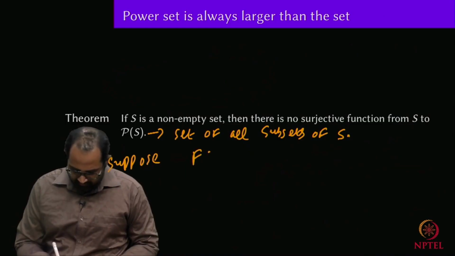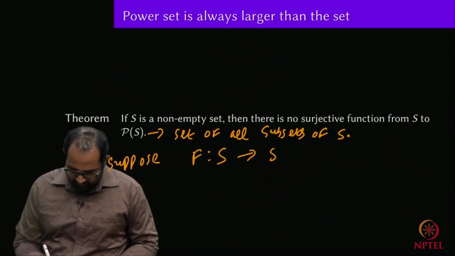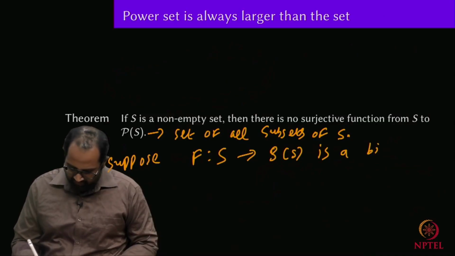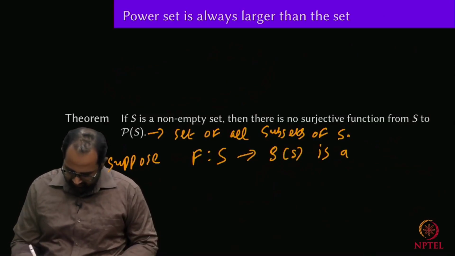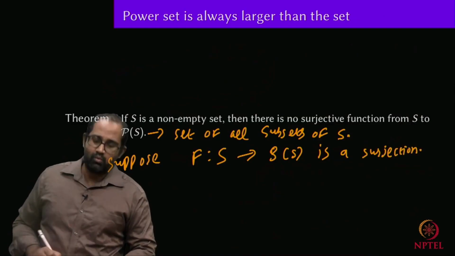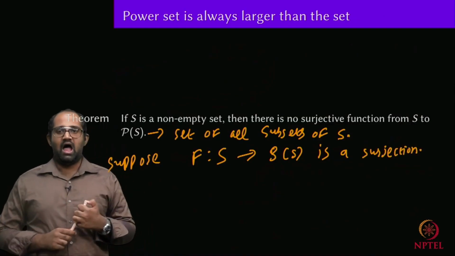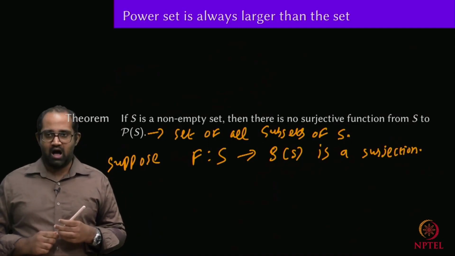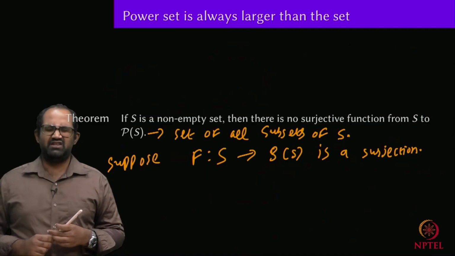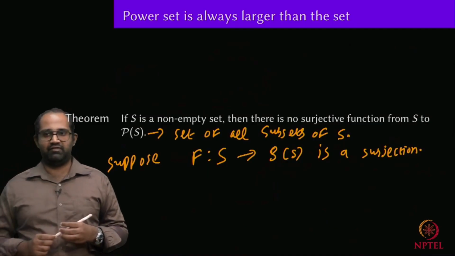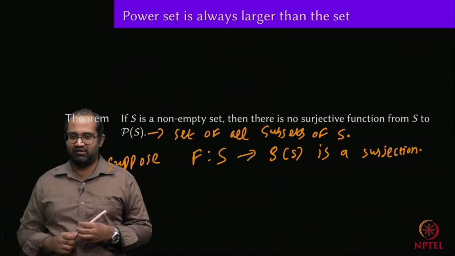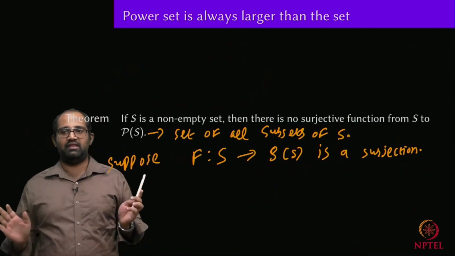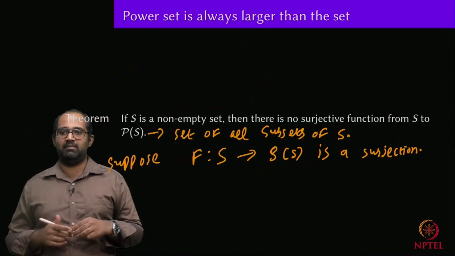Suppose f from S to the power set of S is a surjection. Now, what I am going to do is force a set R to exist which cannot be mapped by f. That is, which is going to be there in the power set of S, but cannot be there in the image.